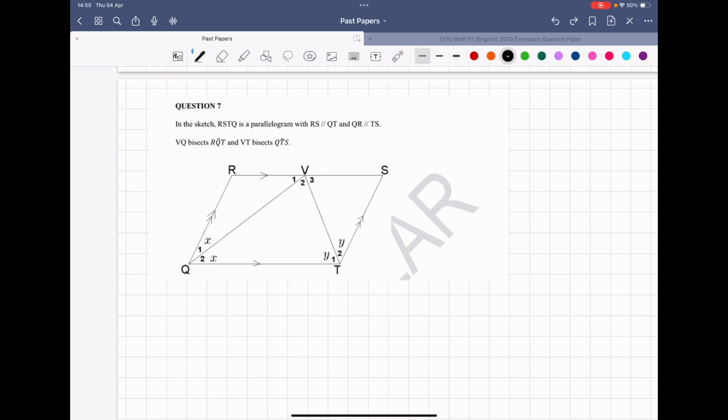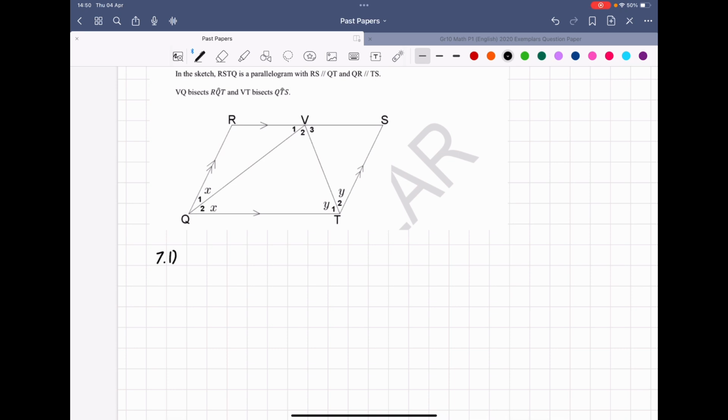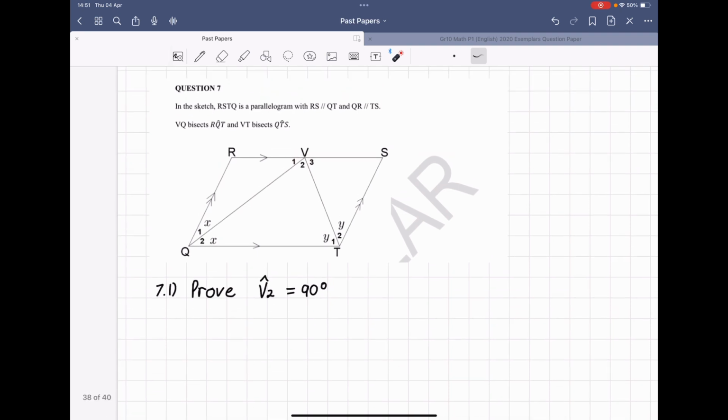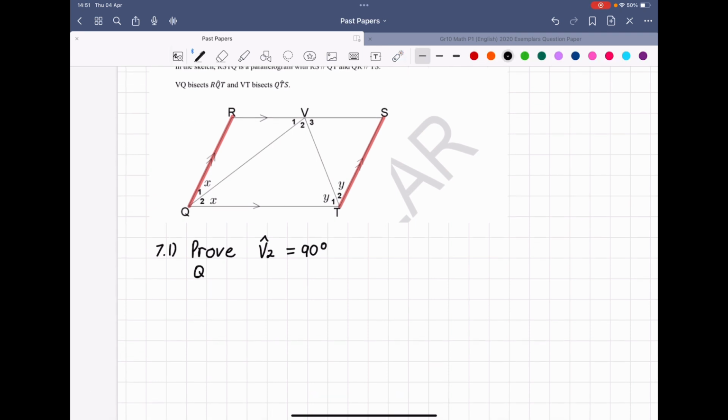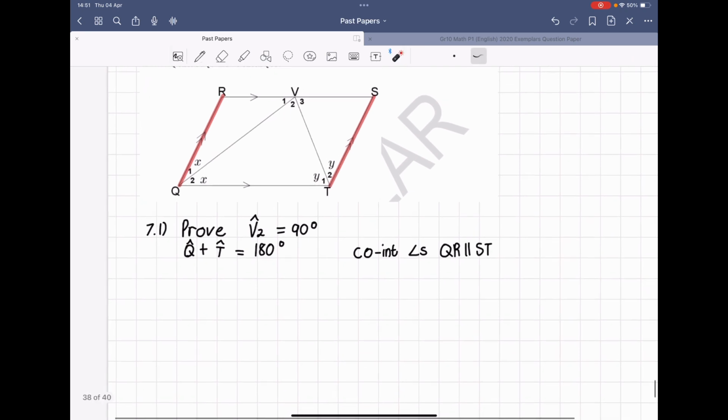So the first question is to prove that angle V2 is equal to 90 degrees. That is this one. Okay, so the first thing that I'm going to do is look at my parallel lines, so I know that these two are parallel. And from parallel lines, I know that co-interior angles add up to 180 degrees, so that would mean that this whole angle Q plus this whole angle T is going to be equal to 180. So I'm going to say that angle Q plus angle T equals 180 degrees, and the reason is co-interior angles, QR parallel to ST.